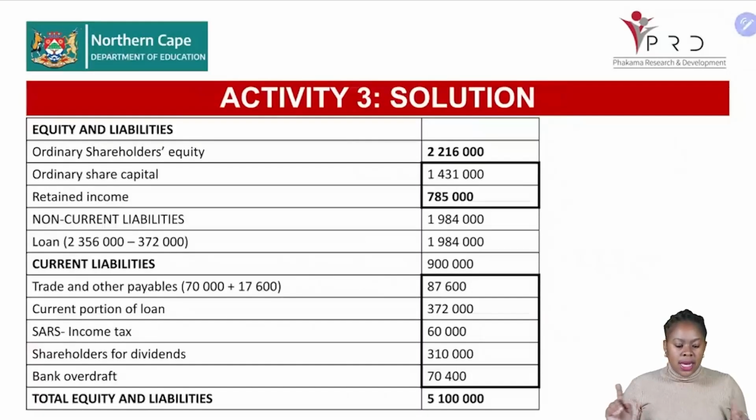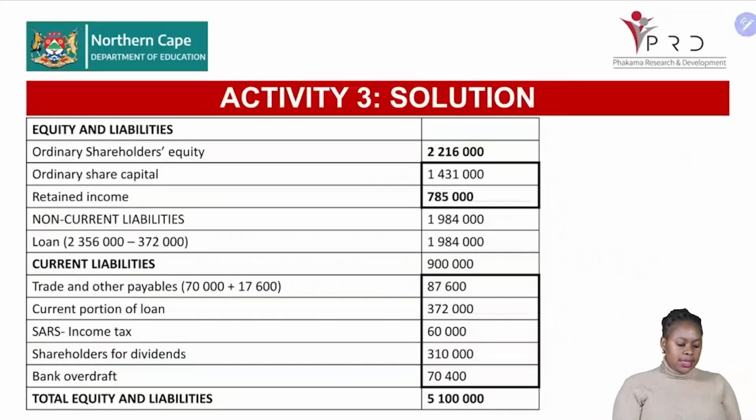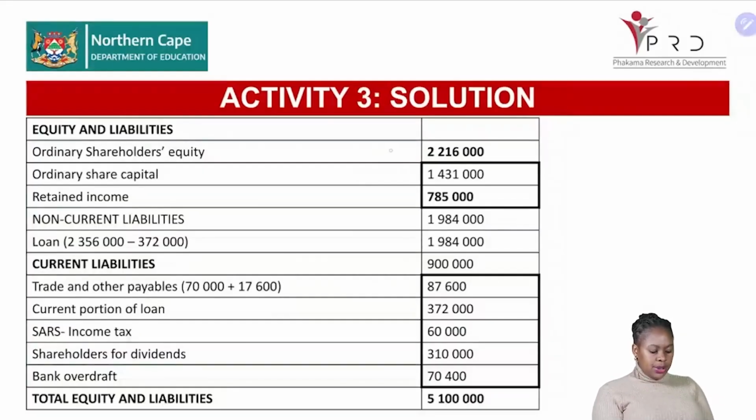Welcome back, grade 12s. Now let's quickly look at this working. Okay, so it says then the equity and liability section. Now this section is quite easy to actually complete because the examiner has given us the ordinary share equity 2216000. And we also have the retained income provided for us.